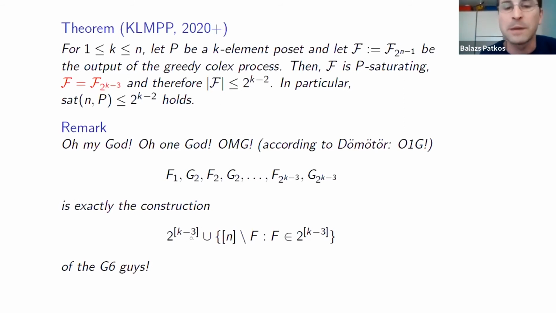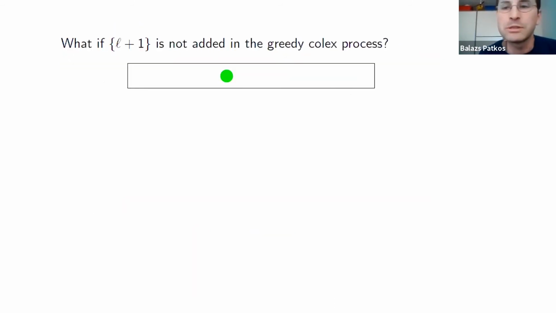So the subsets of the first k minus 3 elements and their complement. So what we found about 10 years ago is in some sense a universal construction. No matter what P is, if P is a k element poset, then we can find within this construction, among these sets, a saturating family for that particular P. I don't have too much time, so let me just give you one hint how this goes.